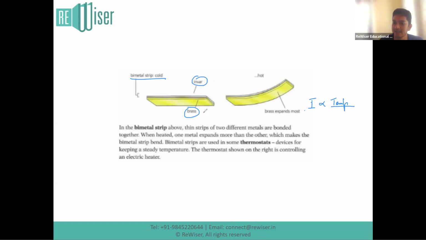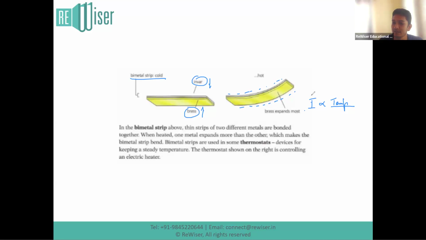Here, it seems like brass has a higher thermal expansion capacity when compared to Invar, which means brass, you can see, has expanded much more than Invar, owing to the bimetallic strip bending as shown, thereby breaking the contact in an electric circuit.